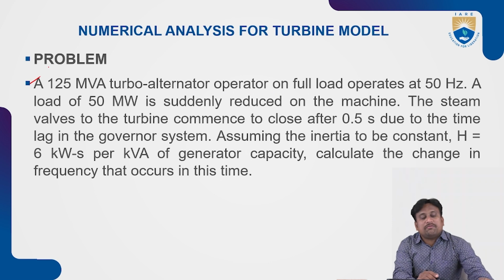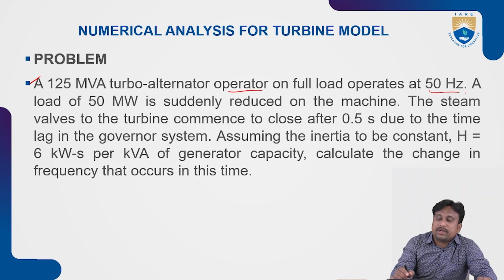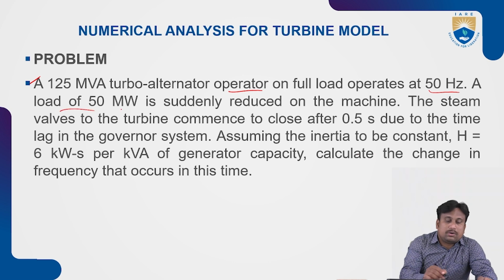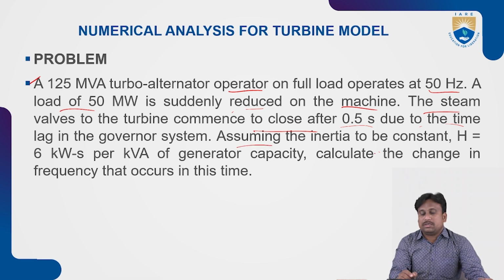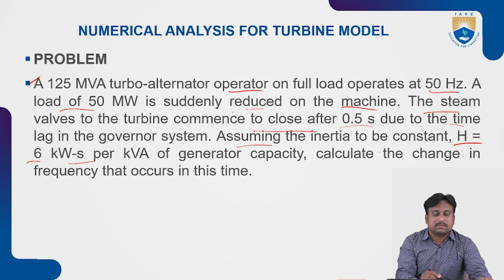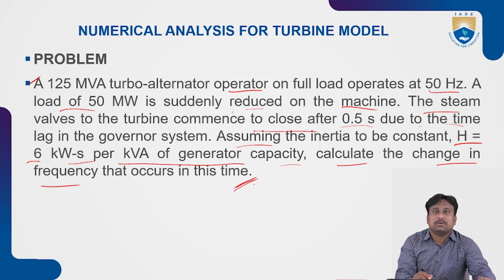Another example is a 125 MVA turbo generator or alternator that operates on full load at a frequency of 50 Hz. A total load of 50 megawatts is suddenly reduced on the given machine. The steam valves to the turbine commence to close after 0.5 seconds, due to the time lag in the governor system. Assume the inertia to be constant and the H value becomes 6 kilowatt-seconds per kVA of the generator capacity. Now we need to calculate the change in frequency that occurs in this time.